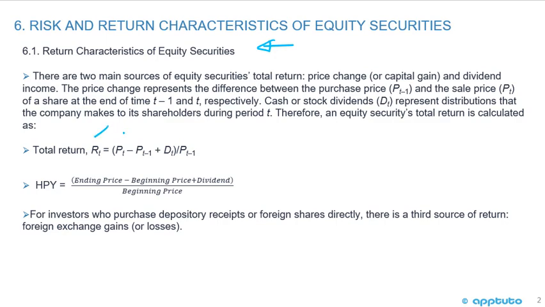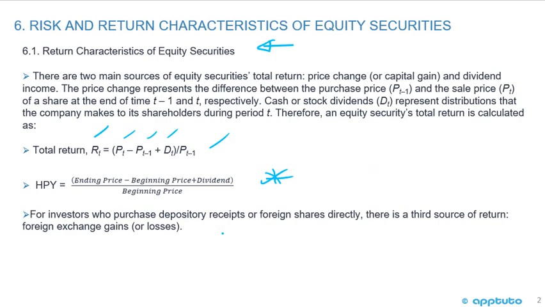The return is the price when you sell it minus the price when you bought it plus the dividend divided by the price that you bought it at. So it's really just the holding period return. This is not too complicated. Ending price minus beginning price plus the dividend divided by the beginning price.